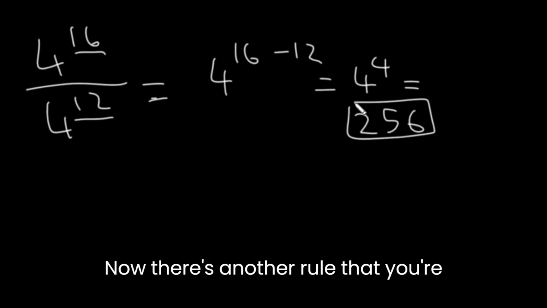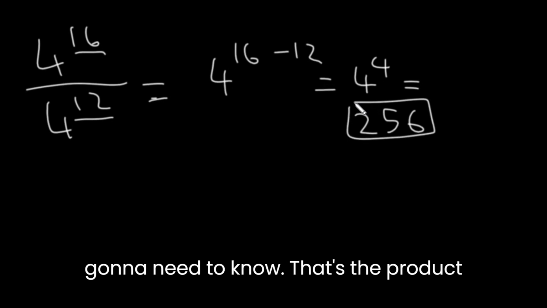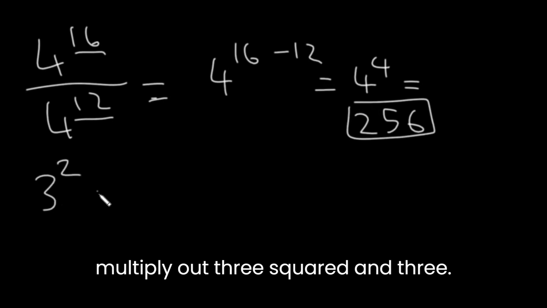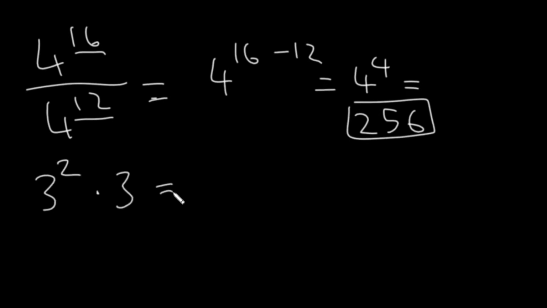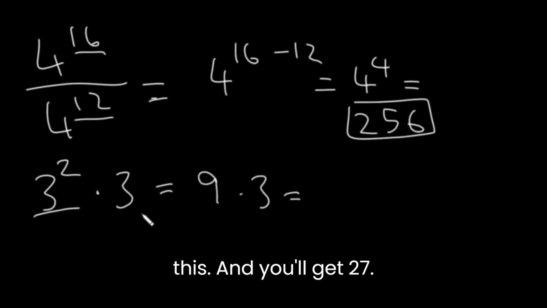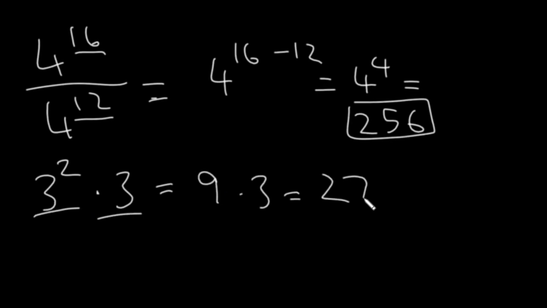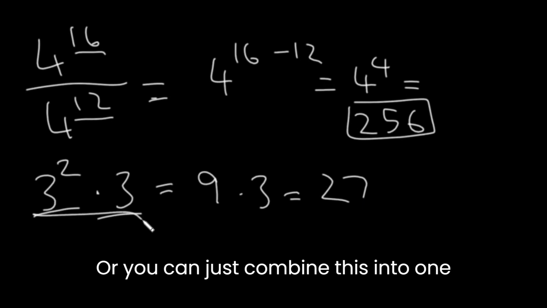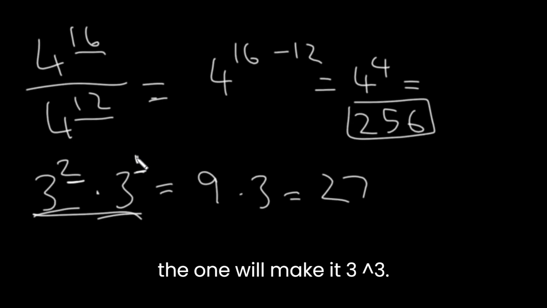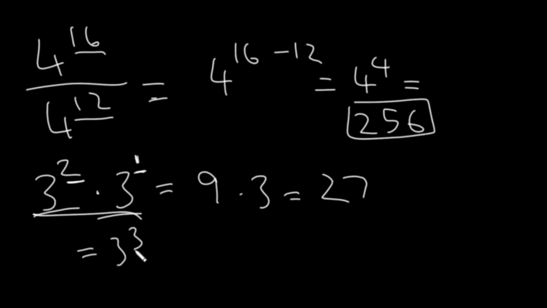Now, there's another rule that you're going to need to know. That's the product rule. So let's say you want to multiply out 3 squared and 3. Again, you can multiply this by this, and you'll get 27. Or you can just combine this into one expression. The 2 and the 1 will make it 3 cubed.